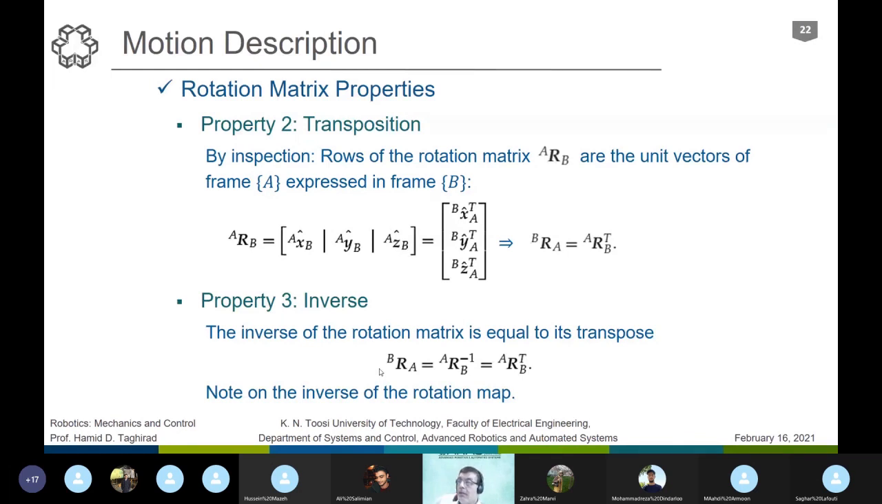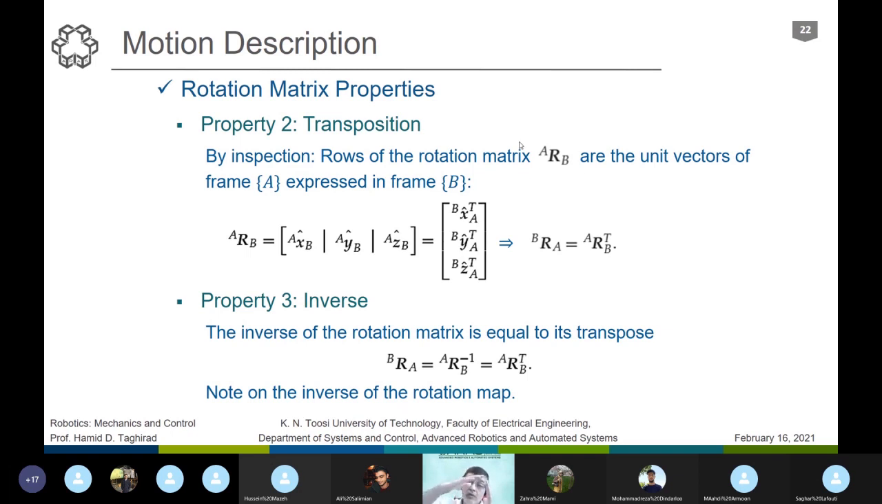When we have R_B with respect to A and we transpose it, this will give you R_A with respect to B. This means that if you are in a state A and then in a state B, the rotation from A to B is represented with R_B with respect to A.